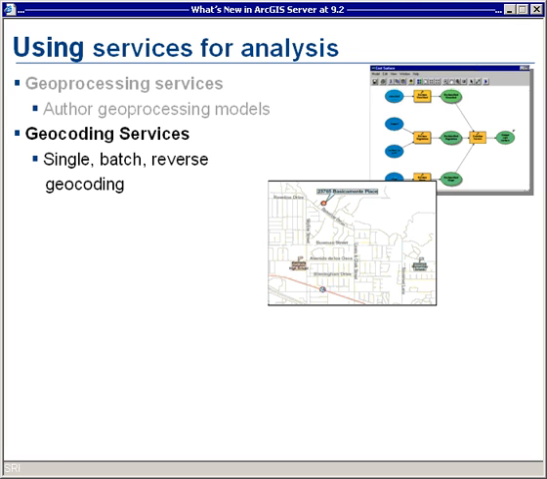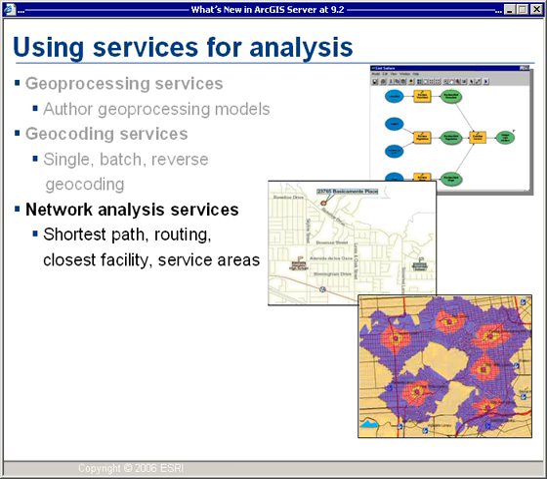Geocoding services are locators authored at the desktop and published as a service. Geocoding services add single, batch, and reverse geocoding functionality for finding or returning locations on the map. This service is not new at 9.2, but many performance enhancements have been made. Network analysis services deliver network analysis solvers. This might be finding a shortest path, routing between multiple locations, finding a closest facility, or a service area. Network analysis can also be done using the geoprocessing tools.